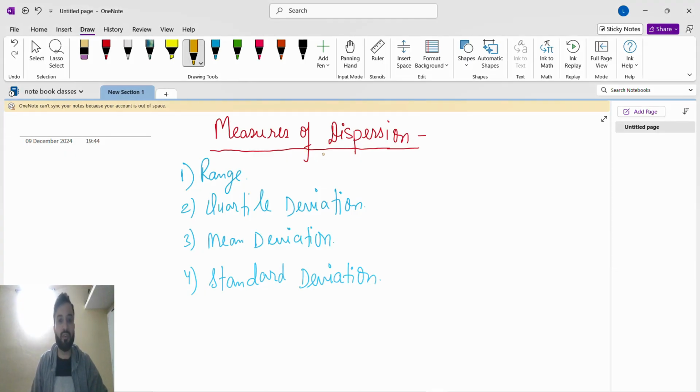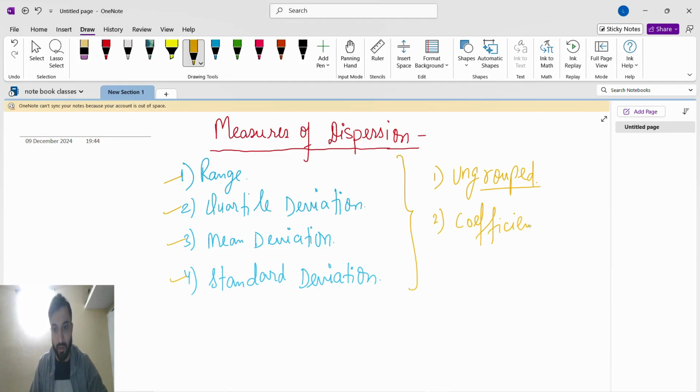Fine. So in measures of dispersion we are going to study 4 topics. First is range, second is quartile deviation, third is mean deviation, and fourth is standard deviation. Here, for all of them we have to study 2 things. The first thing is ungrouped. Obviously, as I have told you guys, grouped they will never ask. Ungrouped, and here we have to study one new thing, that is the coefficient.